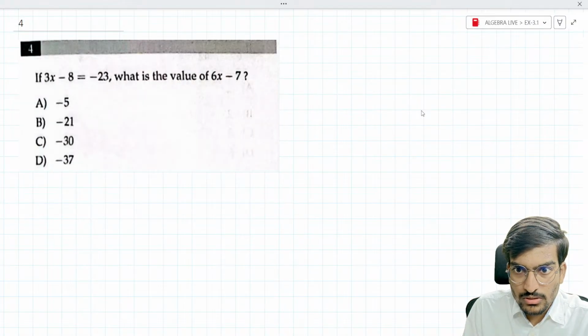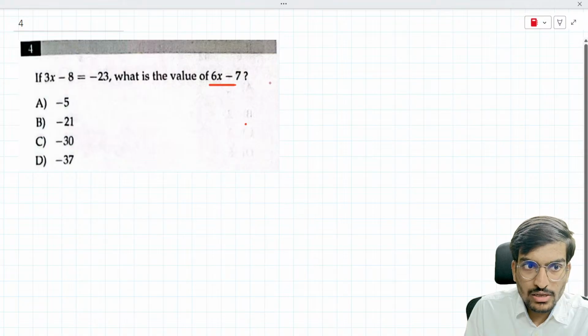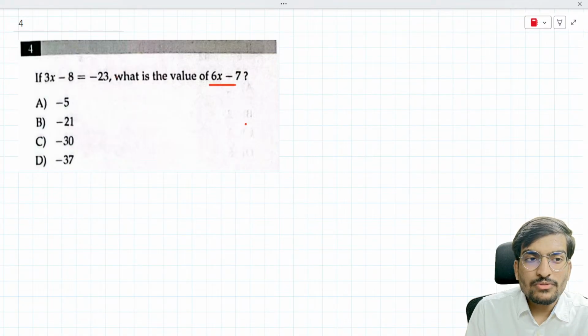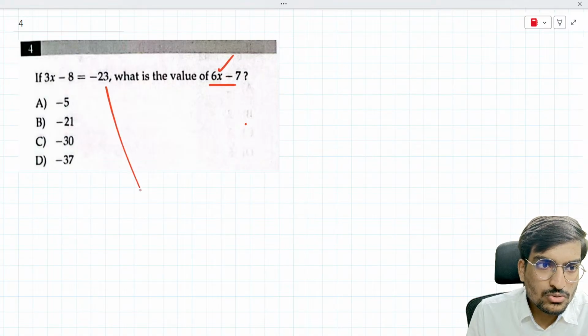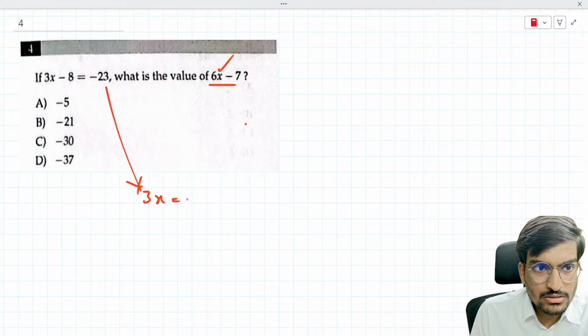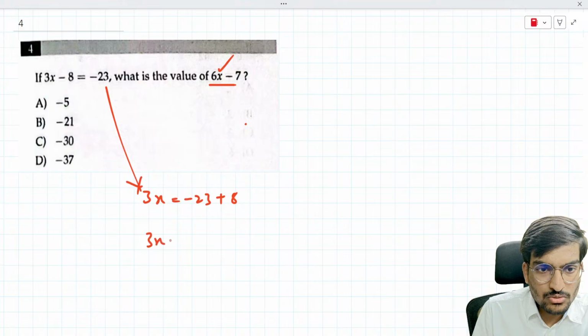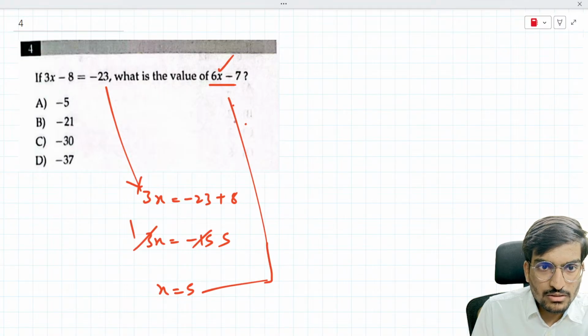So I'm going with question 4. Here we have to find the value of this. How can we find the value of 6x minus 7? Directly find the value of x and substitute, you will get it. So what will be the x value? If we solve this, we get 3x equals negative 23 positive 8. Negative 23 positive 8 is negative 15. So 3 ones are 3, 3 fives are 15, directly x equals 5. Substitute this x equals 5 into the given expression. So 6 into 5 minus 7, that is 30 minus 7.